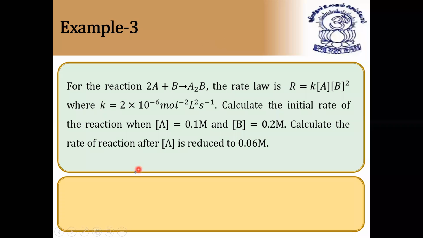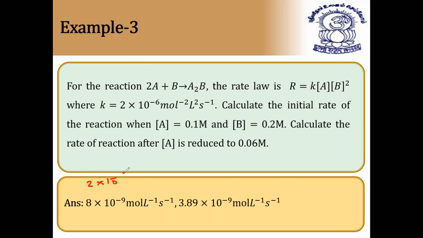After multiplying, you'll get the answer. The first one is 8 into 10 to the power of minus 9, because 2 into 0.1 is 0.2, becomes 0.008. I'll write it here again: 2 into 10 to the power of minus 6 into 0.1 into 0.2 becomes 0.008. That is 8 into 10 to the power of minus 3, into 10 to the power of minus 6. This becomes 8 into 10 to the power of minus 9. The second one also you'll get the same.